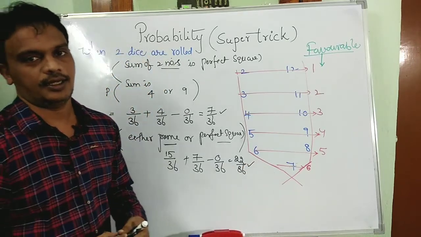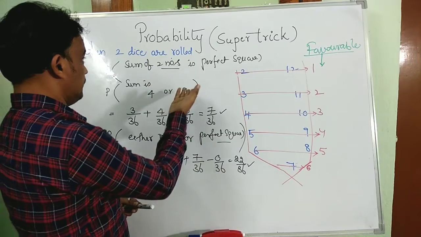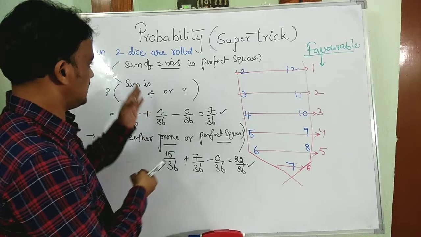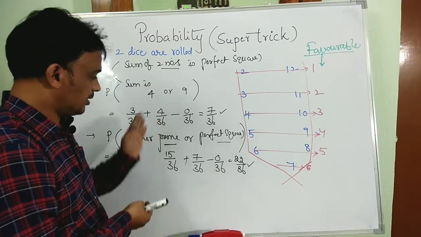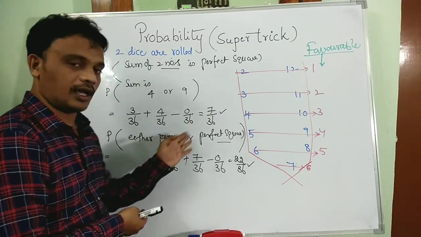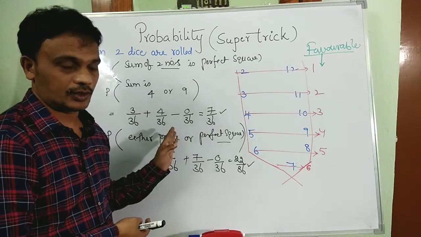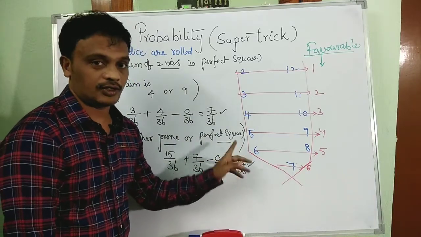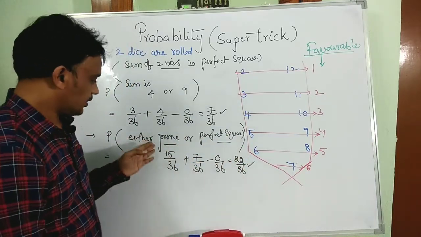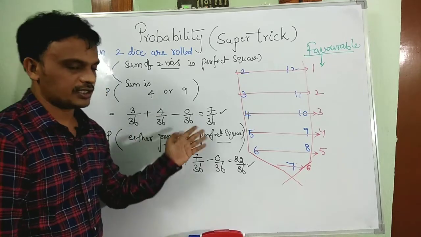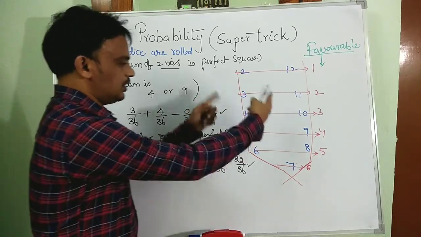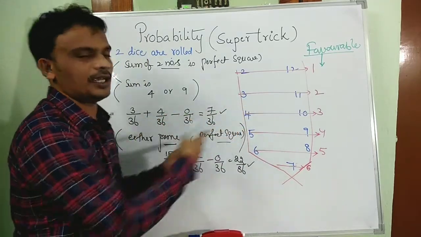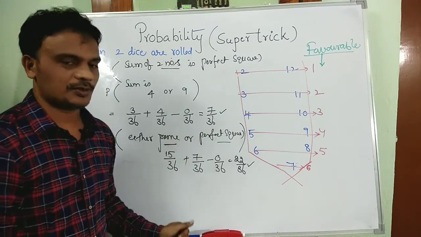One more thing they may ask: when the 2 dice are rolled, the sum is neither prime nor perfect square. Either-or is 22 by 36, so the remaining chances are 14 out of 36. Using this we can quickly get the favorable chances, and this will be very helpful from a competitive examination point of view.